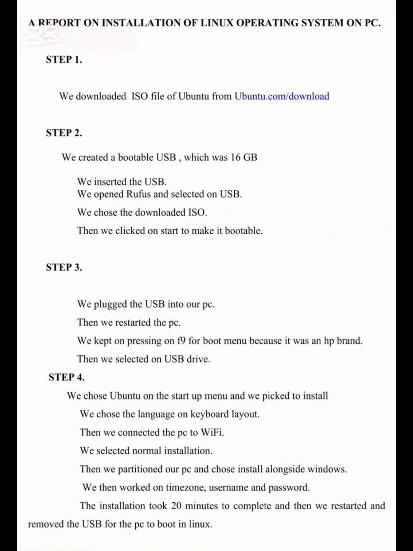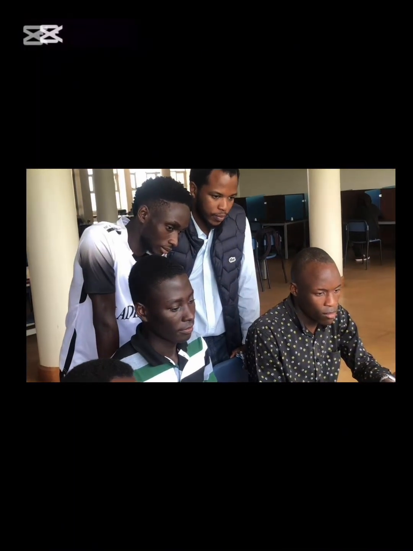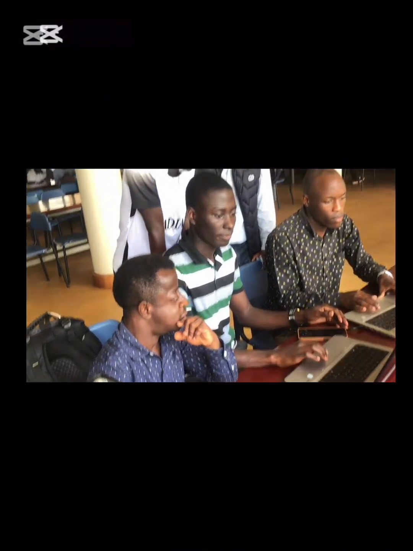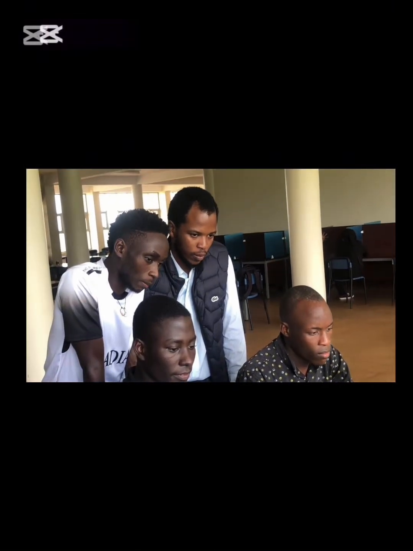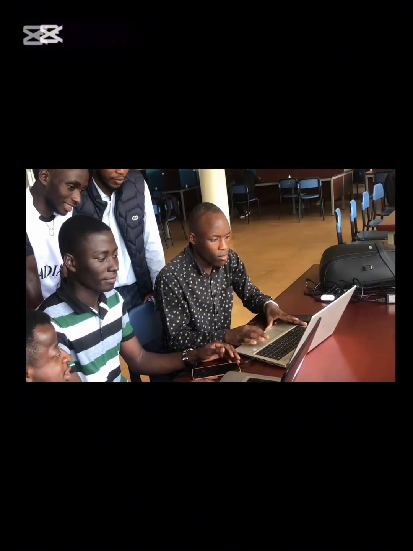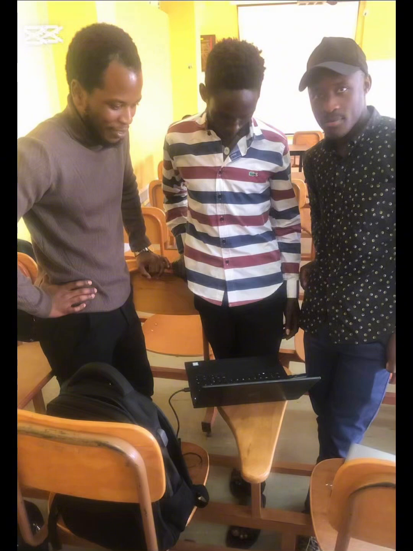The third step, we plugged the USB into a PC, then we restarted the PC. We kept on pressing F9 for the boot menu because it was an HP brand. Then we selected the USB drive. We chose Ubuntu on the startup menu and picked Install. We chose the language and keyboard layout. Then we connected the PC to Wi-Fi. We then selected normal installation. Then we partitioned our PC and chose Install alongside Windows because we wanted both operating systems on the same PC.